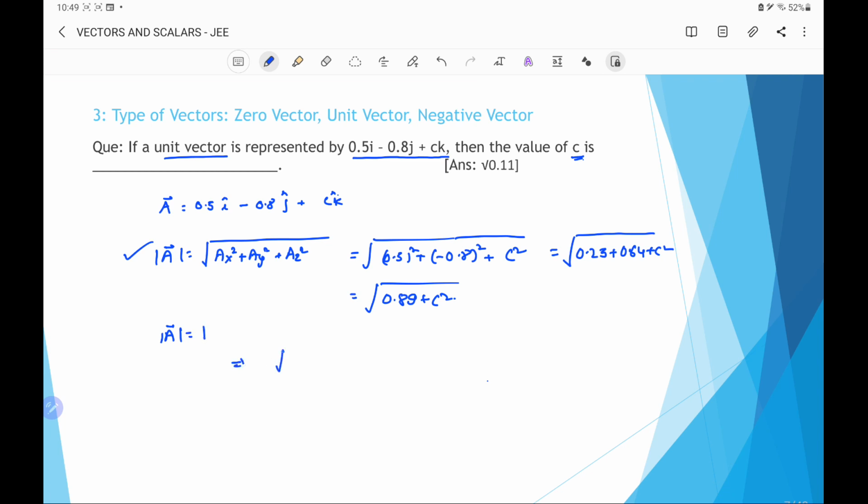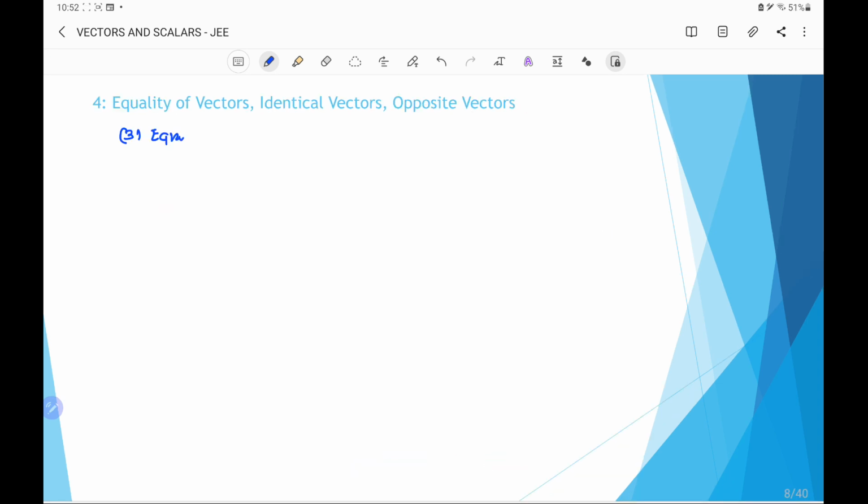This implies that square root of 0.89 plus c square is equal to 1, or we can say 0.89 plus c square is equal to 1. On squaring both sides, it will give c square equal to 1 minus 0.89, that is equal to 0.11. So c will be equal to plus or minus square root of 0.11. This is the answer.